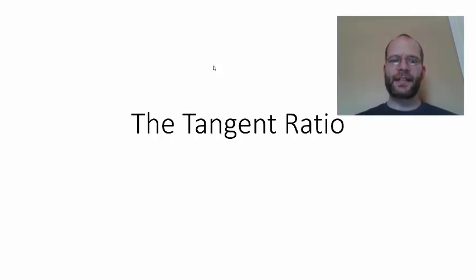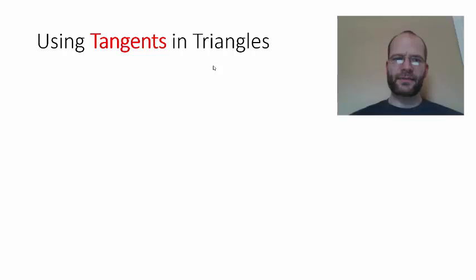Today we're talking about the tangent ratio. It's the first ratio we'll discuss in basic right triangle trigonometry. Later on we'll discuss sine and cosine. What are tangent ratios, first of all? Why do they become useful for us?